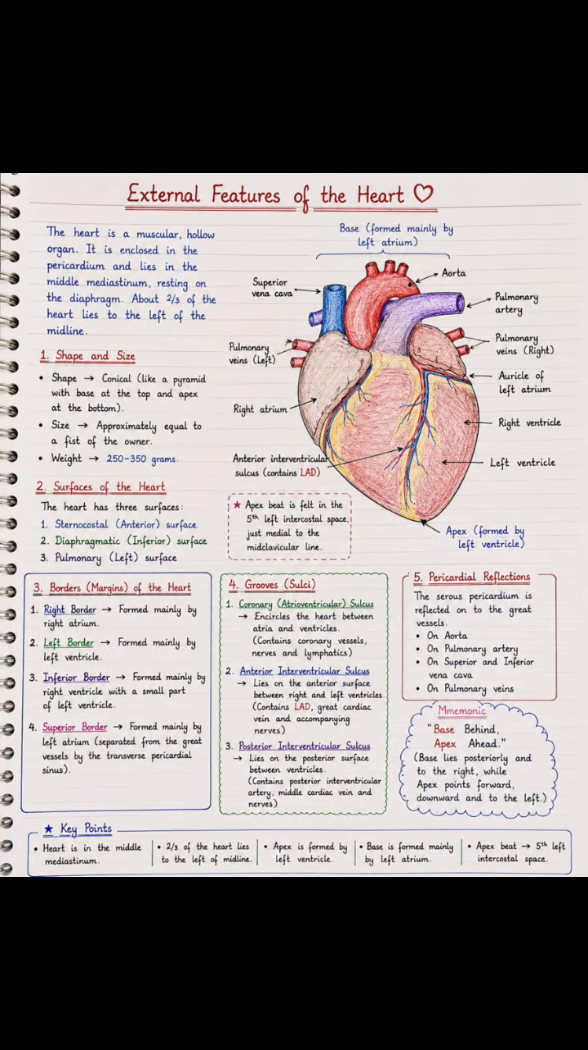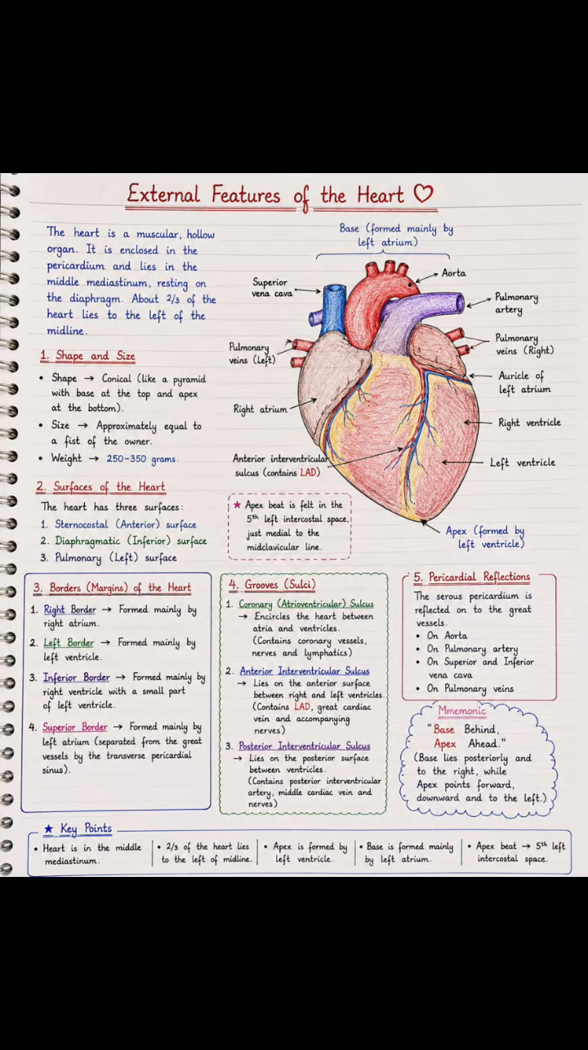The third is the posterior interventricular sulcus. It lies on the posterior surface between the ventricles. It contains the posterior interventricular artery, middle cardiac vein, and nerves. Now let's move to the pericardial reflections. The serous pericardium is reflected onto the great vessels. It is reflected onto the aorta, the pulmonary artery, the superior and inferior vena cava, and the pulmonary veins.